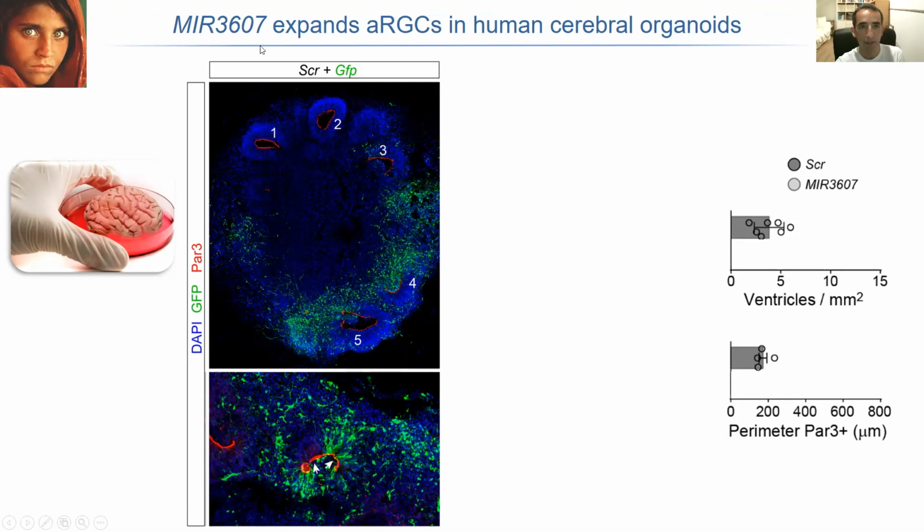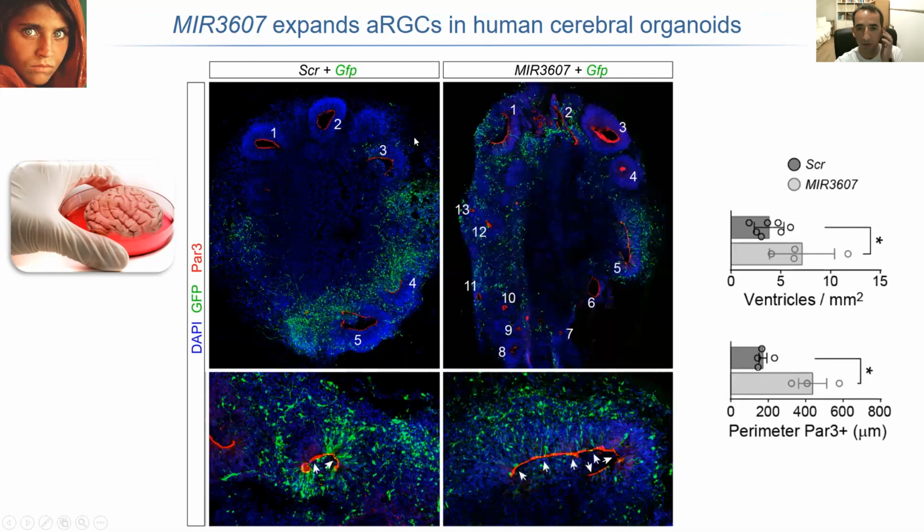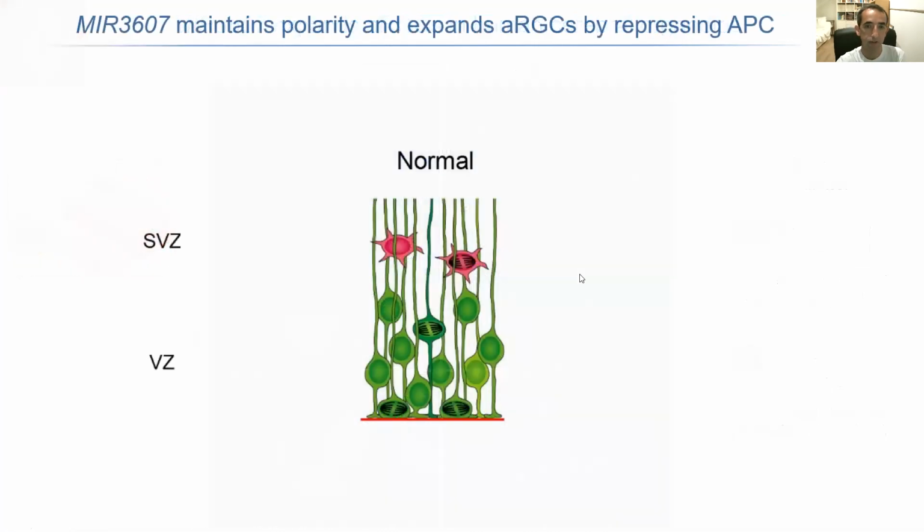Now, when we overexpressed our microRNA in these organoids, we found first that the number of ventricles increased very significantly, almost twice as in the control organoids, and then also the surface area of these ventricles increased very dramatically, indicating that there had been a very significant amplification of apical radial glia cells that maintained their polarity in this case, and they highly amplified so that each ventricle was larger, and also we had a larger number of ventricles.